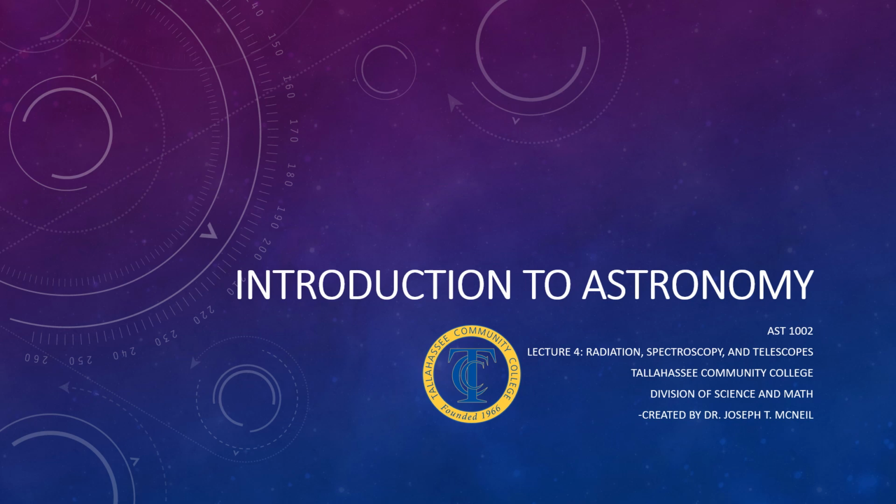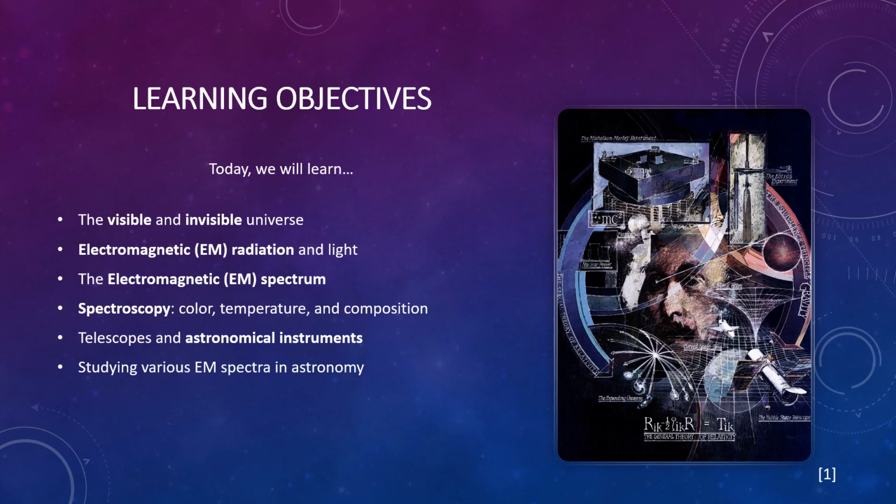Hello, welcome to today's lecture number 4 for Introduction to Astronomy, AST 1002. Today's lecture is on radiation, spectroscopy, and the various telescopes that we use in astronomy. In this lecture, we will learn about the visible and invisible universe. We will learn about the electromagnetic spectrum, which is light.